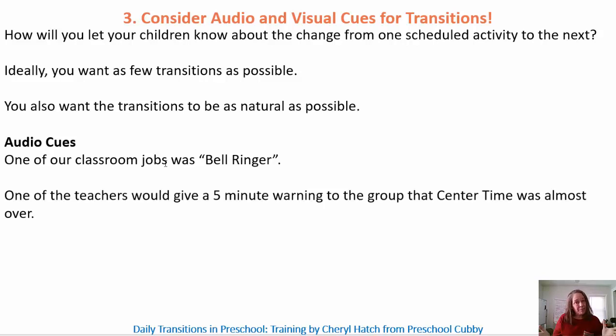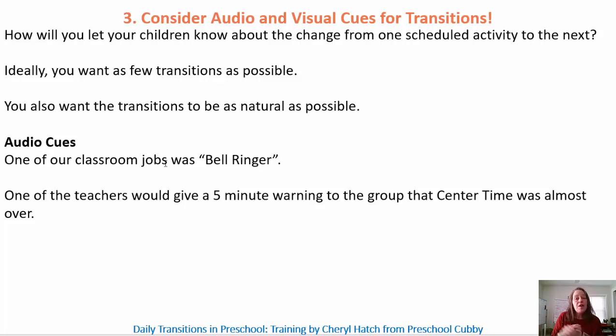One of the teachers would give a 5-minute warning, and we wouldn't yell it across the classroom because that causes so much frustration for everyone. It's yelling and interrupting, and just slowly move throughout your classroom. And with each group, say, okay, in 5 minutes, we're going to clean up and get ready for snack. Go to the next group. Go over to the dramatic play area and insert yourself into dramatic play.